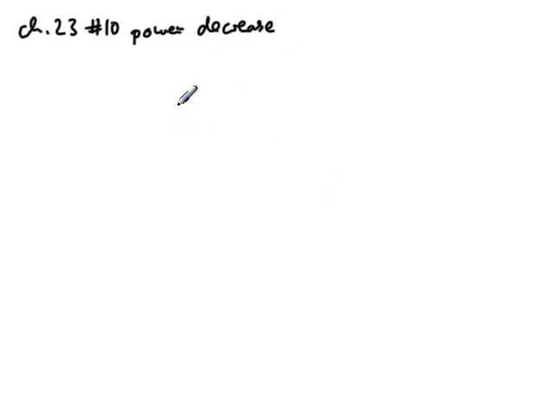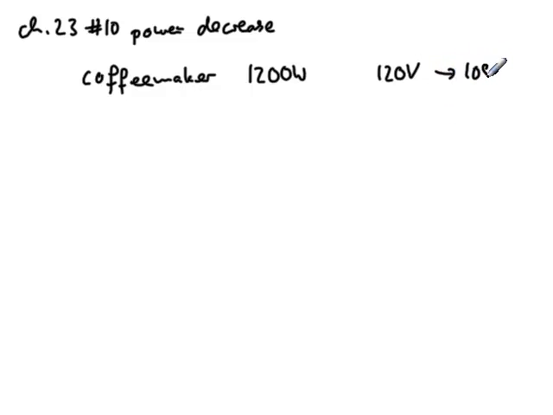In any case, what we have going here for the coffee maker is that it's rated at 1200 watts only if the voltage is 120 volts. But now that voltage is lowered by 10% to 108 volts. So a 10% decrease, that's what they say. Okay, by how much does the current decrease? Well, for that I have to do this calculation.